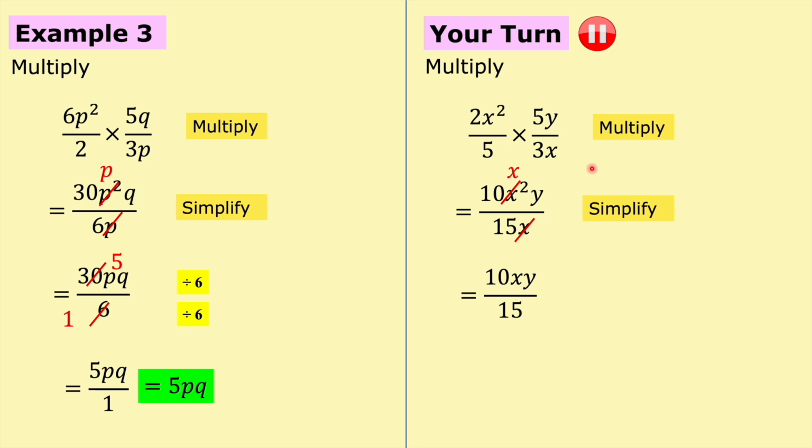Let's simplify the 10 over 15 by dividing top and bottom by 5. So the 10 divided by 5 will become 2, 15 divided by 5 will become 3, leaving 2xy over 3. And that's that fully simplified. So really well done if you got that answer.